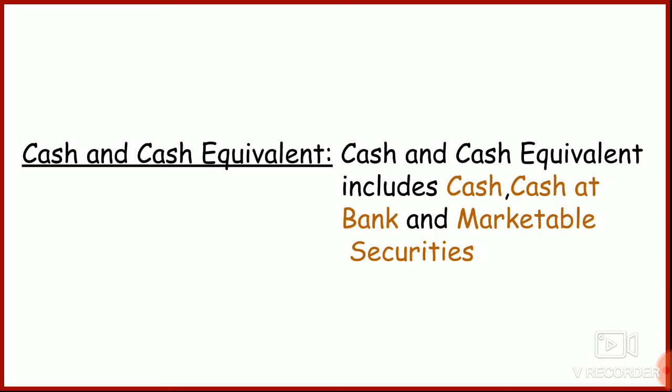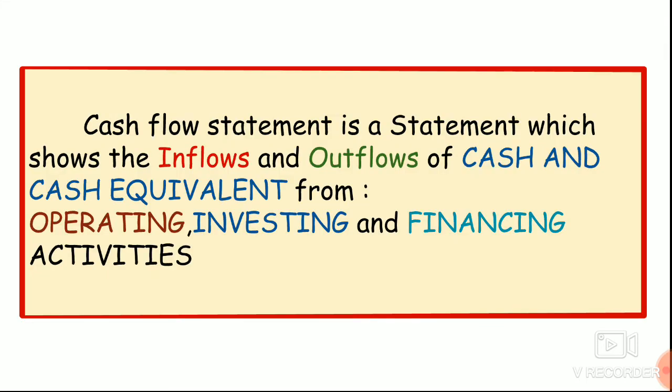So when we say cash equivalent, it includes cash at bank and marketable securities. Now, marketable securities are highly liquid. That means they can be converted into cash. They are short-term investments of a business and they can be converted into cash within a very short period of time. So the cash flow statement not only shows the inflows and outflows of cash, but it also shows the inflows and outflows of cash equivalent. So we can say a cash flow statement is a statement which shows the inflows and outflows of cash and cash equivalent from operating, investing, and financing activities of a business.